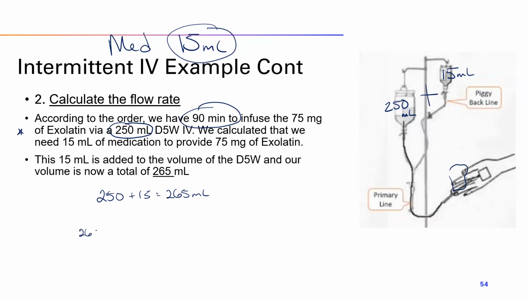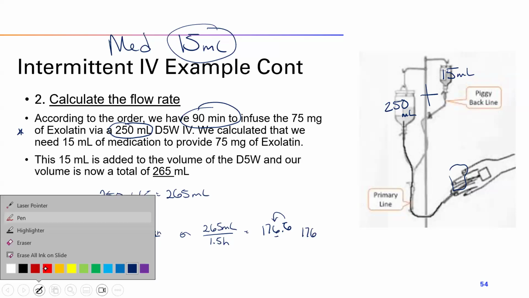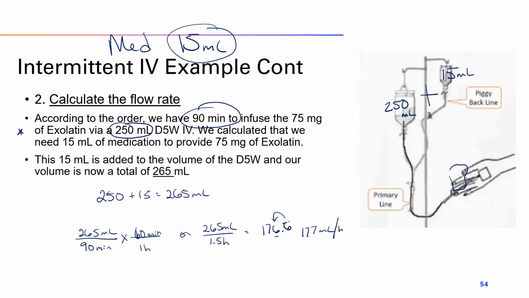So you have one of two options. You could do 265 milliliters over 90 minutes. And then since it's in minutes, you have to convert it to hours. So 60 minutes is 1 hour. The other option is if you know that 90 minutes is an hour and a half, you could have done 265 milliliters over 1.5 hours. Either way, you should get the answer of 176.6. And as a policy, we're going to round to a whole number for our pump, and you'll get 177 milliliters per hour.